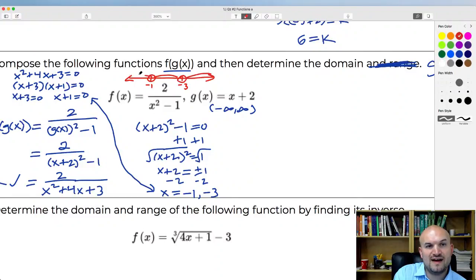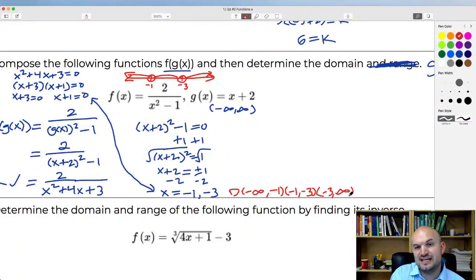So it's true for all values except for negative 1 and negative 3. So my domain contains values from negative infinity to negative 1, and then from negative 1 to negative 3, and then from negative 3 to infinity. And that is the interval notation for domain. And you could use union symbols, but in this case I am just doing it a different way.